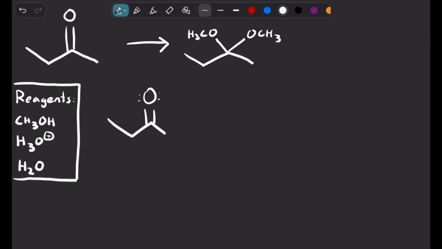What has the capability to protonate? We could protonate it with methanol or H3O+. I'm going to use the H3O+. So we're going to have our H3O+, which I'm going to draw right here. The oxygen of the carbonyl is going to go and abstract this hydrogen, which then will look like this.